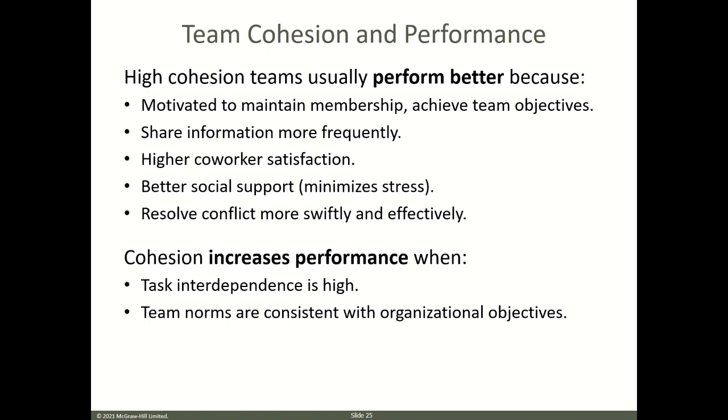So team cohesion and team performance affect each other. However, in the real world, in established teams, cohesion has a much stronger effect on team performance than the effect of team performance on team cohesion. So cohesion increases performance, but performance will increase because of the cohesion only when task interdependence is high and team norms are consistent with the organizational objective.